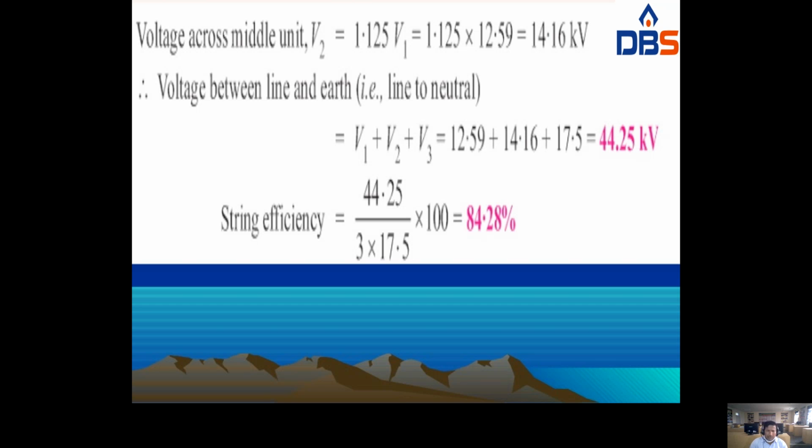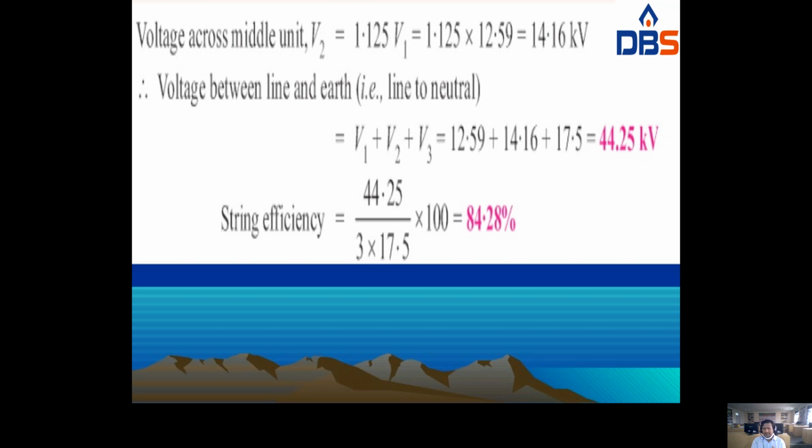Now the voltage between the line and earth, that is as usual, V1 plus V2 plus V3, 12.59 plus 14.16 plus 17.5, that is equal to 44.25 kV. As usual, string efficiency is equal to phase voltage by number of discs into voltage nearer to the conductor. That is 44.25 divided by 3 into 17.5 into 100, that is 84.28 percent.